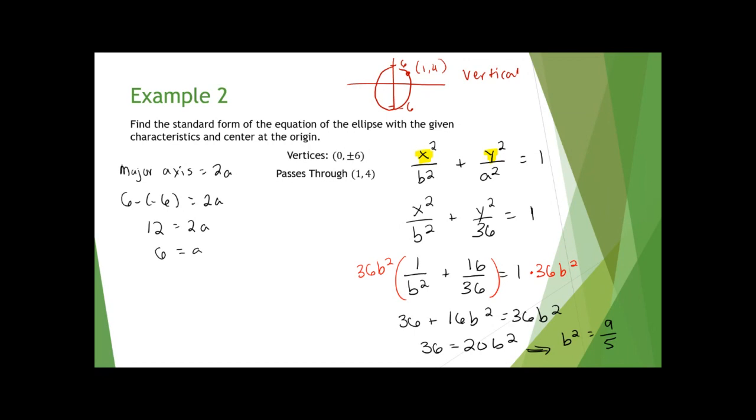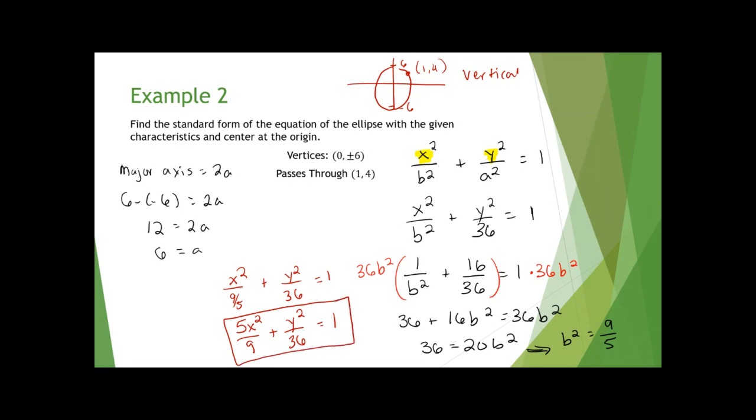Okay, so now we've got our b squared. We know our a squared. So now we can write our equation. So x squared over b squared, which is x squared over 9/5, plus y squared over a squared, which is 36. And that equals 1. Or we can write this as 5x squared over 9 plus y squared over 36 equals 1.